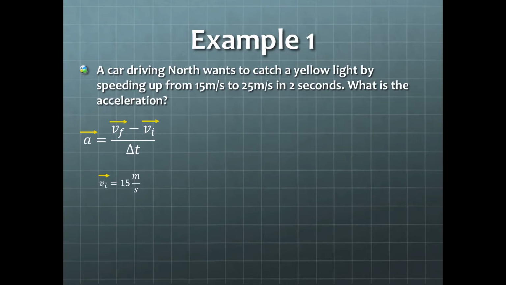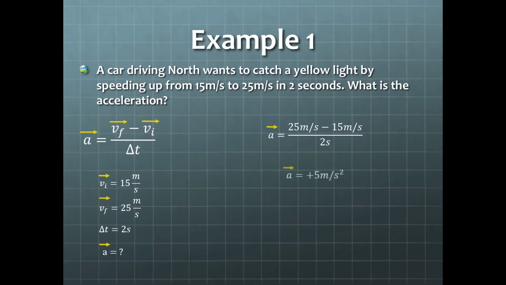Continuing with the wording of the problem, it states from 15 meters per second to 25 meters per second. The car ends with 25 meters per second, and this would be the final velocity. Lastly, this change in velocity happens in 2 seconds. With all the known variables, we can solve for the acceleration. 25 meters per second minus 15 meters per second divided by 2 seconds gives us positive 5 meters per second squared.